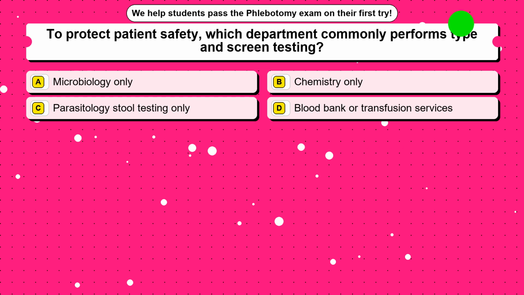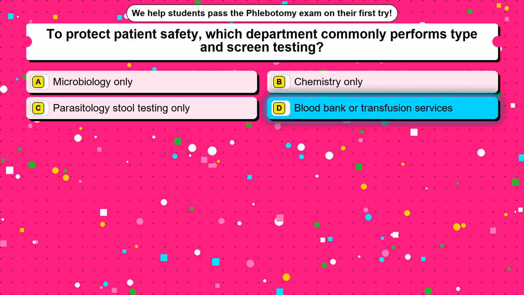Question 96. To protect patient safety, which department commonly performs type and screen testing? Option A, microbiology only. Option B, chemistry only. Option C, parasitology stool testing only. Option D, blood bank or transfusion services. The correct answer is option D, blood bank or transfusion services.